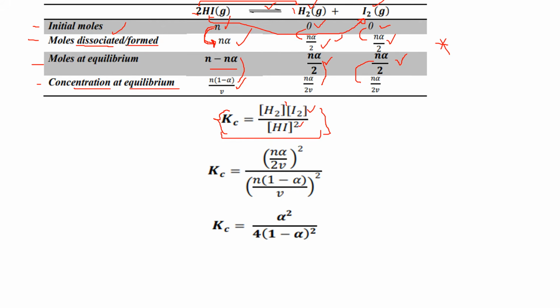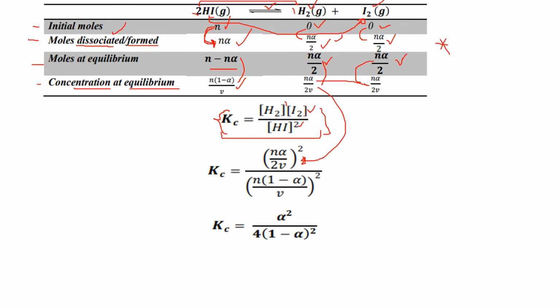Now in substitution, you go to strictly curved brackets, and you pick what you're having under your concentration under the table. You just substitute it here. So you end up having hydrogen and iodine. When you multiply these two concentrations, you have N alpha divided by 2V under a bracket, and they will be squared. And the molar concentration of hydrogen iodide at equilibrium was N into 1 minus alpha divided by V.